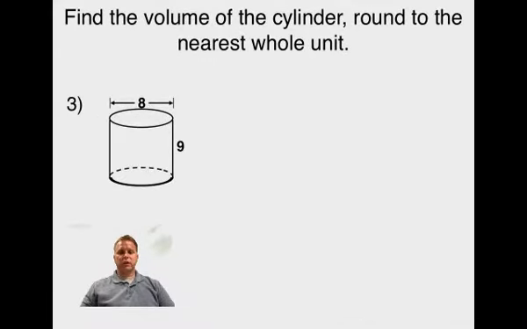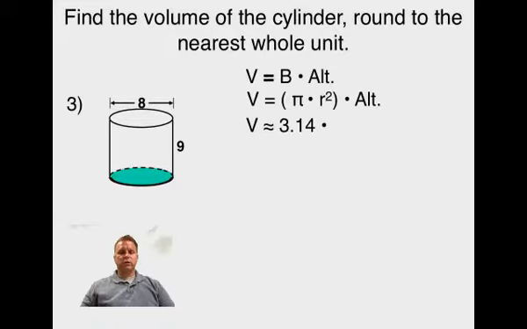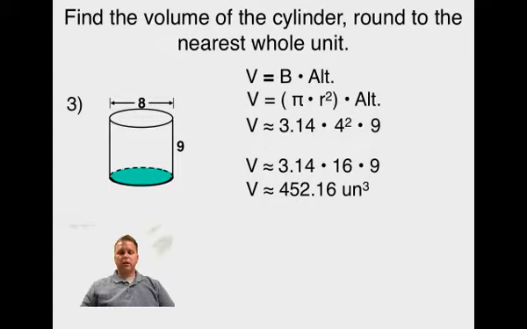Number 3. Again, we're finding it to the nearest whole unit. What kind of base do I have? What's my altitude? Our base in this case is a circle, so our area is going to be equal to pi times r squared times the altitude. So pi is about 3.14, r is to the second, 2 is to the second power, and our altitude here is 9. So we'll have 3.14 times 16 times 9. Multiply that out, we'll get 452 and 1600ths.